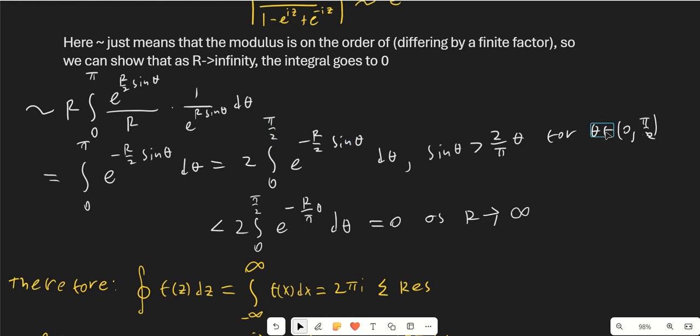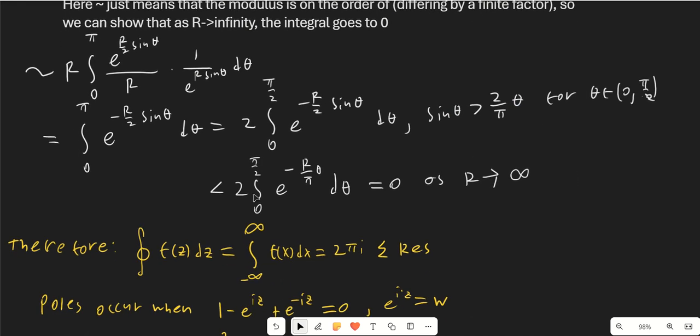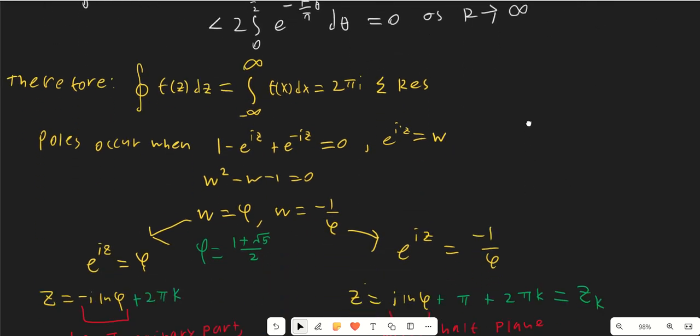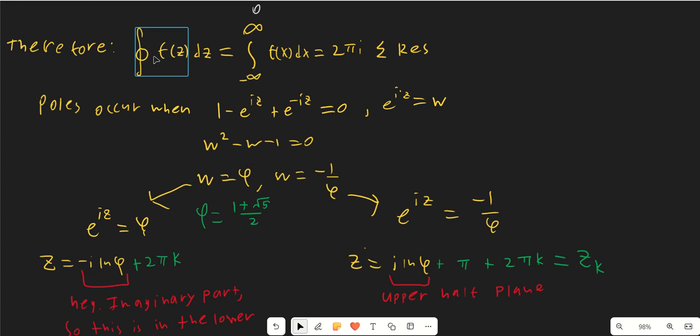Now, between theta equals 0 and theta equals pi over 2, sine theta is greater than 2 over pi times theta, so we can substitute that in. Solving this integral just gives us 0 as r goes to infinity, which means our original integral was also 0. And so that gamma integral goes to 0, which means we can just evaluate the residues and they'll give us the value of our integral. So, therefore, our contour integral over f of z dz equals the integral from negative infinity to infinity of f of x dx.